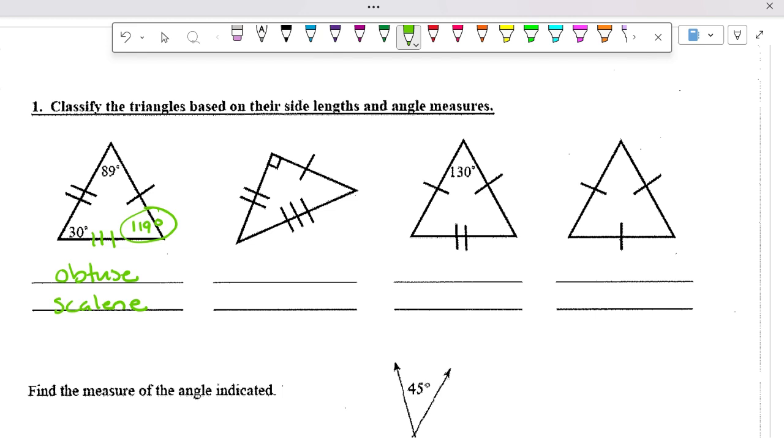So look at this next one. Angle-wise, what would we call this triangle? Acute, obtuse, or right? Definitely a right triangle. We got that 90-degree angle. Now, based off of its sides, what do we call it: scalene, isosceles, or equilateral? Scalene. Why? Right. None of the tick marks match up, meaning all 3 sides are different lengths.